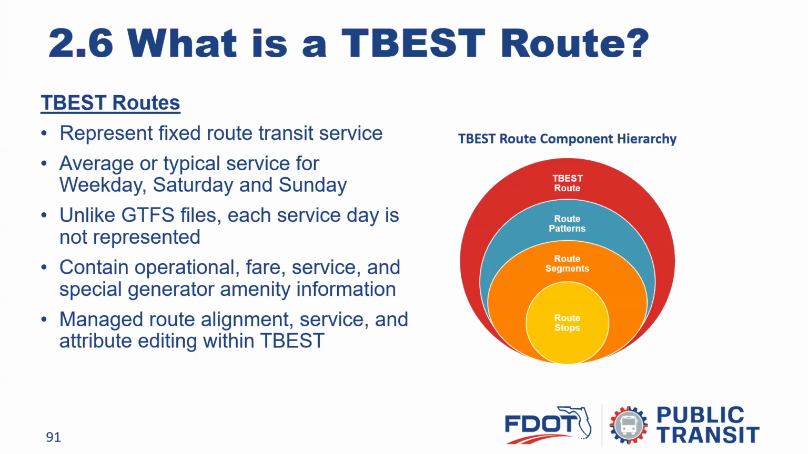Over on the right, you see the graphic of the route component hierarchy, where you have the T-BEST route, which is made up of route patterns. As we mentioned earlier, route patterns are the unique paths that make up the schedule. Each route pattern has route segments that form the linear alignment of the pattern, and every segment contains stops. Every stop knows what segment and pattern it's on, the segment knows what pattern it's on, and of course the pattern knows what route it's on. All of that's managed for you inside of T-BEST.